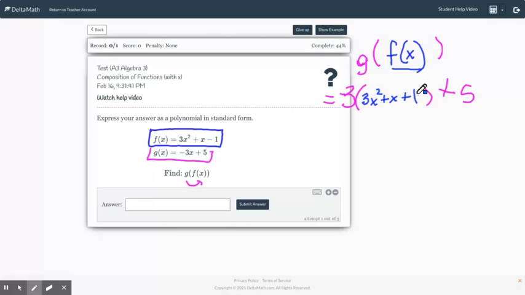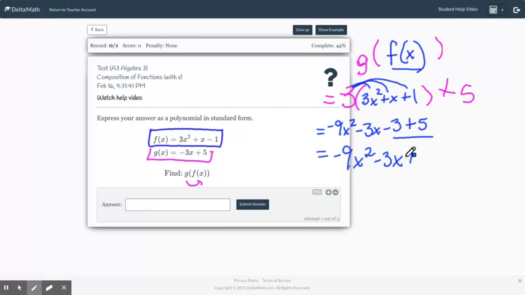And then from here, I just need to simplify. So distribute. Negative 3 times 3x squared would be negative 9x squared. Negative 3 times x is minus 3x. Negative 3 times 1 is minus 3. And then bring down the plus 5. So then, if I combine like terms, just -3 and +5, I have -9x squared minus 3x plus 2. So let's pause and check.